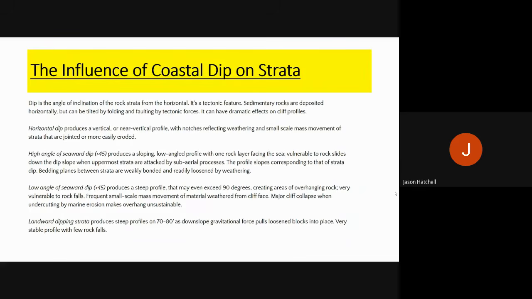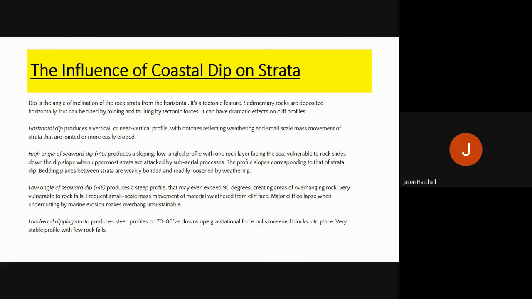We've also got to consider the influence of coastal dip on the rock structure and the layers of rock. So dip is the angle of the rock from horizontal. It's a tectonic feature mainly. And what happens is it produces different types of dips. So a horizontal dip produces a vertical or near vertical profile of the landscape. A high angle of seaward dip, which is over 45 degrees, produces a low sloping angled profile with one rock layer facing the sea.